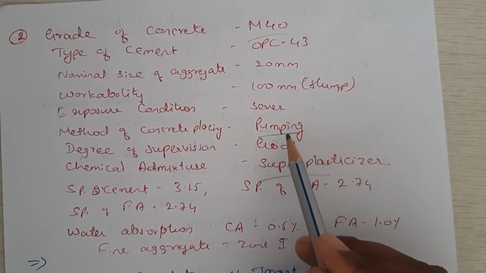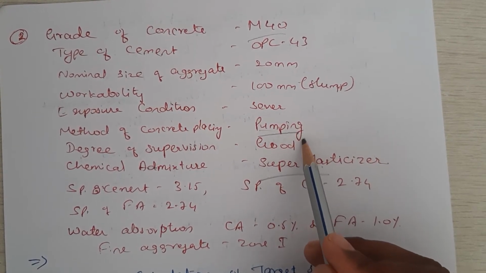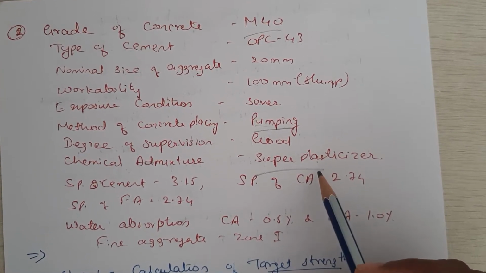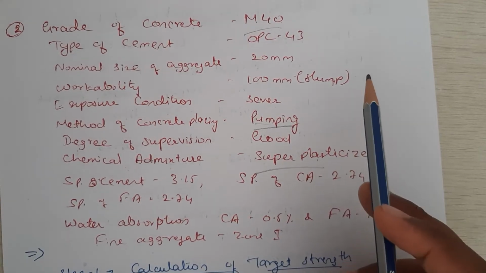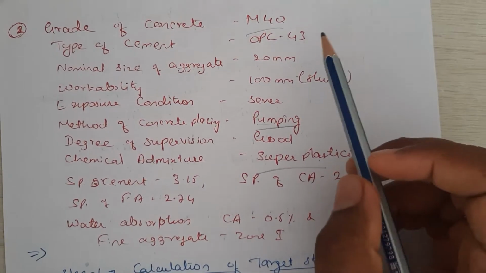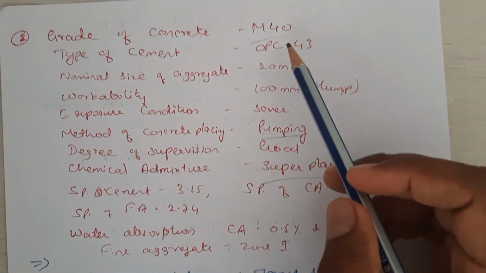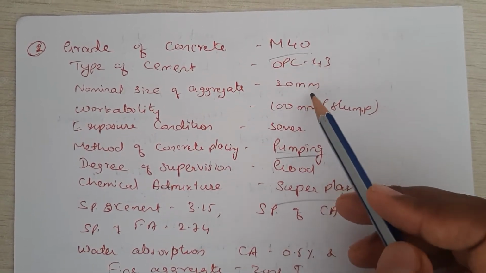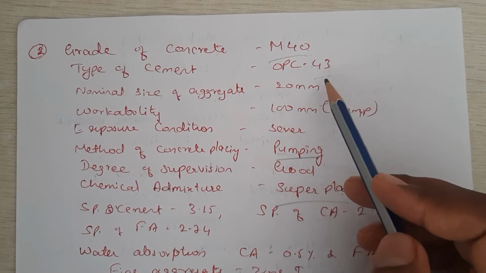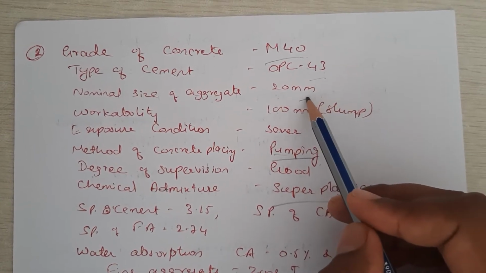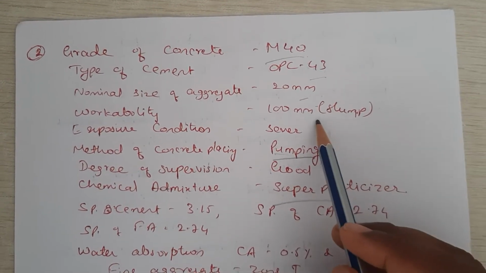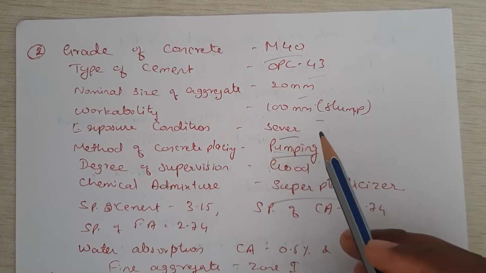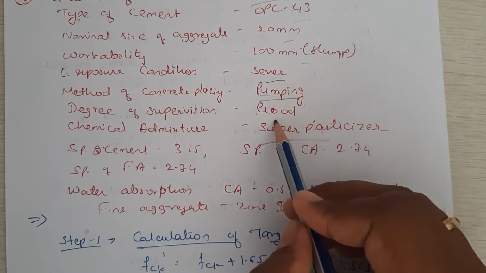In this problem we have added pumping concrete, and again we are adding a chemical admixture, the superplasticizer, in the concrete. So in this problem we are going to calculate the mix for M40 grade concrete with cement type OPC 43 grade, a nominal aggregate size of 20 mm, a slump of 100 mm, severe exposure condition, and good degree of supervision.